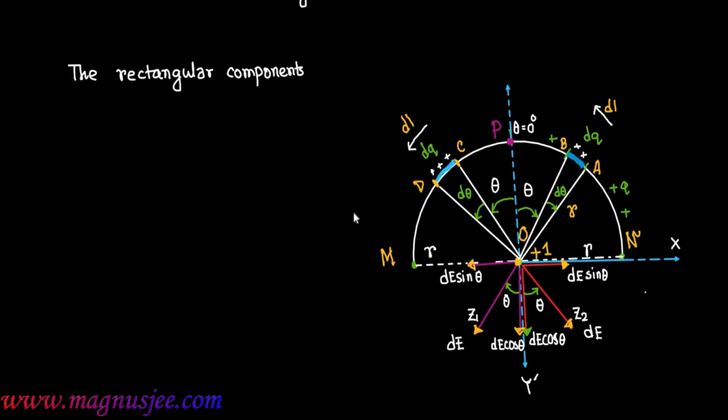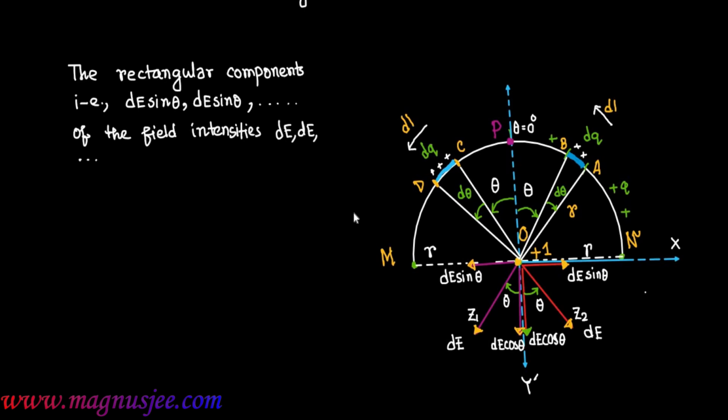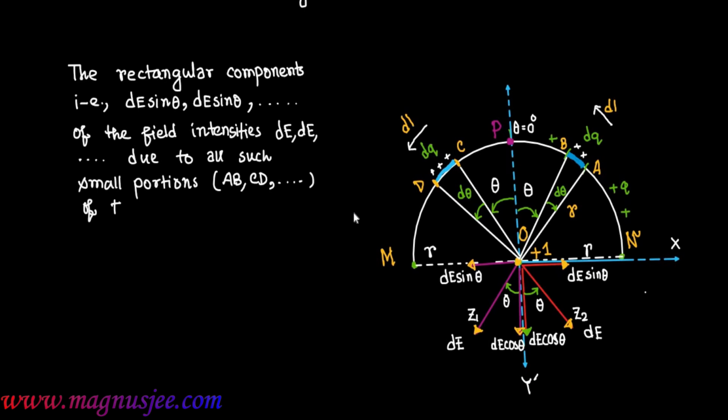The rectangular components, that is dE sinθ, of the electric field intensities dE due to all such small portions AB, CD of the semicircular arc cancel each other's effect.